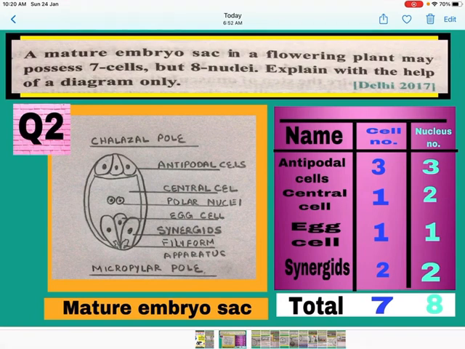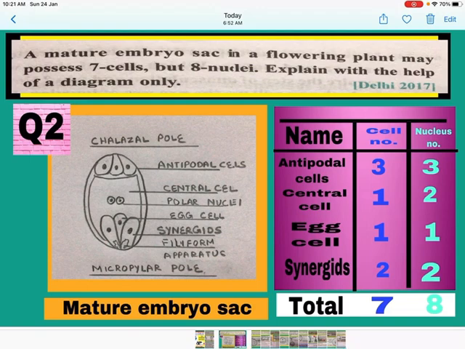Next, number 2. A mature embryo sac in a flowering plant may possess 7 cells but 8 nuclei. Explain with the help of a diagram only. So here you have to make a diagram of a mature embryo sac. Write first chalazial pole on one side and micropylar end on the other side, and start from the antipodal cells present towards the chalazial end. There are 3 cells with 3 nuclei.